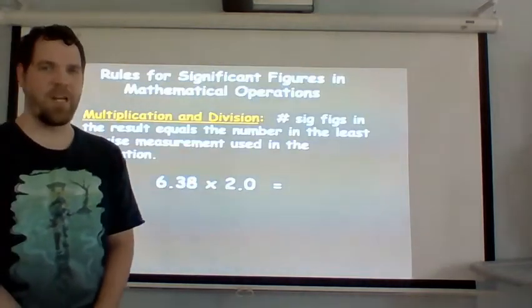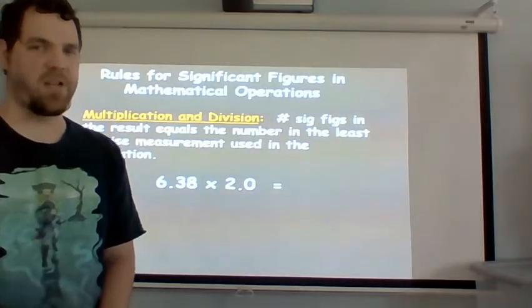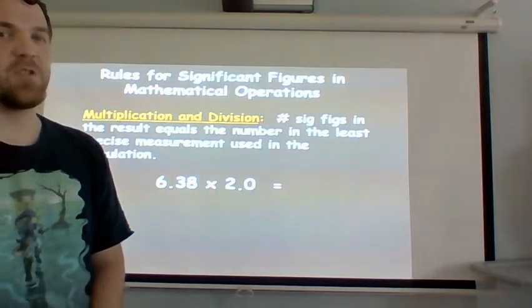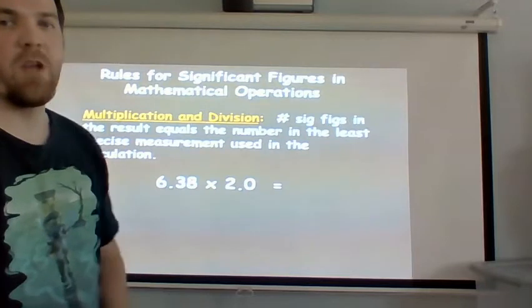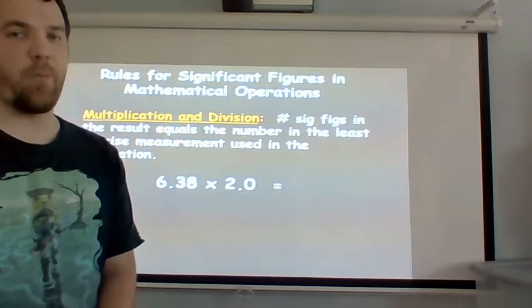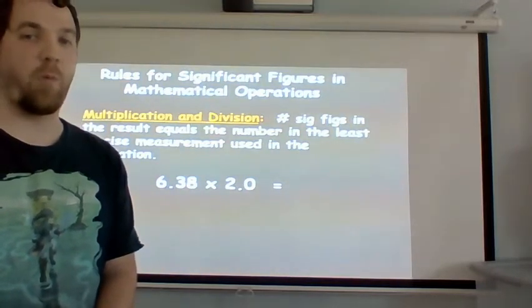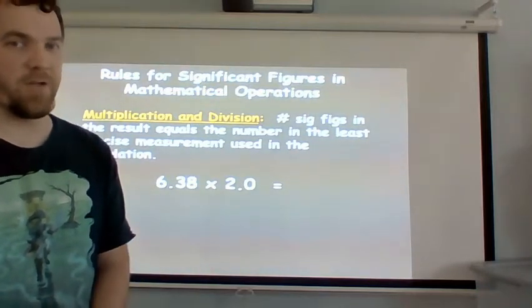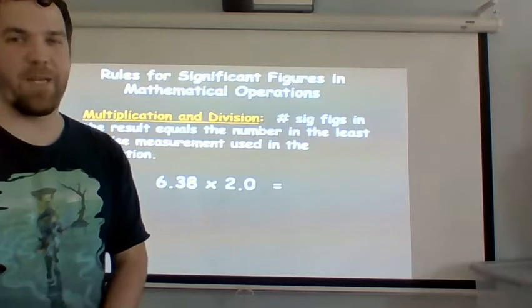All right, so we can actually do math with these as well, and they have different rules for what you're trying to do with it. For multiplication or division, you can only use the same number of sig figs as the number with the least number of sig figs that you're using in the calculation. Let me explain what that means.